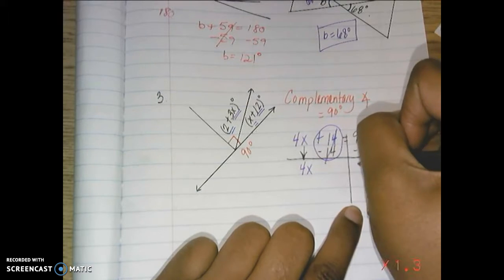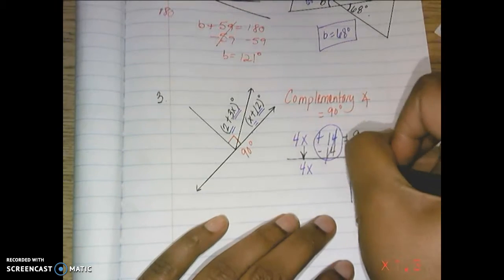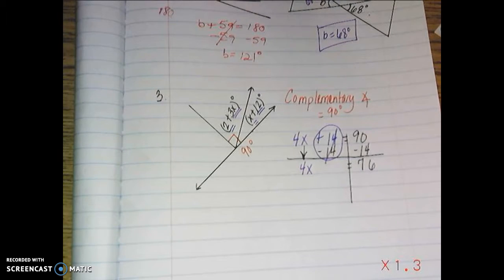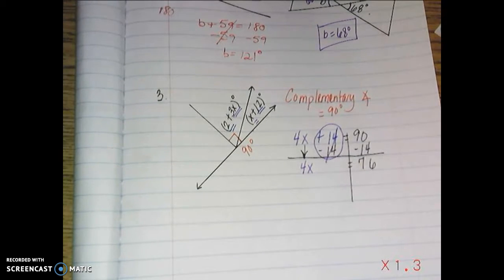Got a 76. All right. But hey, don't forget, there's an equal sign in the middle there. So 4x, 4x, where did that come from? 4x equals 76. Okay. Hopefully you thought your next step is to divide.